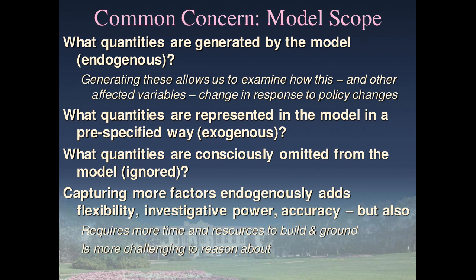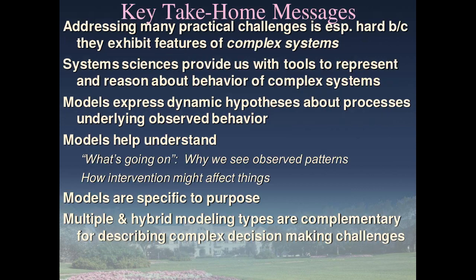And then there's the third set of quantities, which are of nature involved, which are ignored. We are consciously omitting them, hopefully consciously, sometimes it's unconscious, ignoring them from the model. We're ruling them out. The model has to start simple and only grow incrementally. And so we may have these on the side, parked for now, for later consideration as we learn from the modeling process. And capturing additional features endogenously adds some additional power to the model, but it requires more time and resources on our part, and it's more challenging to reason about.